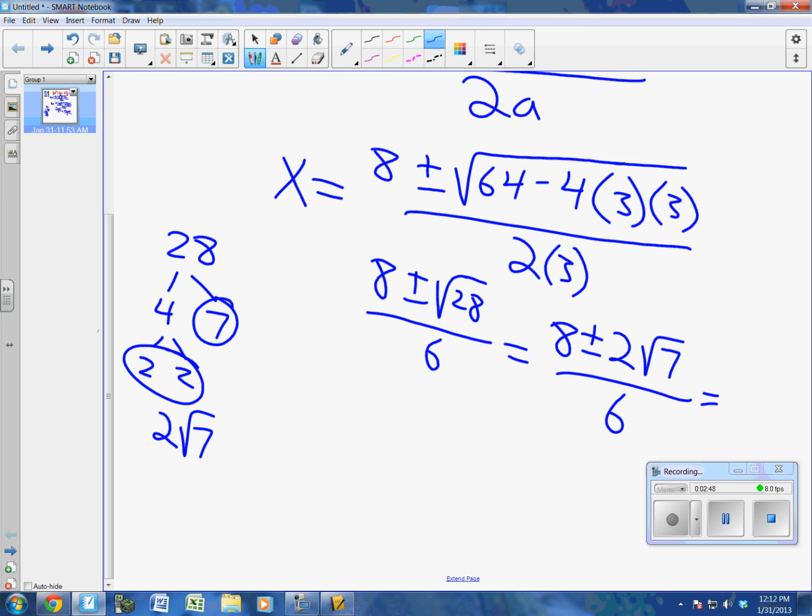And we notice, we always check these 3 numbers right here. Is there a number that goes into these 3 numbers? 2. So we can divide 2 into each one of them. 2 will go into 8 4 times. 2 will go into 2 1 time, and 2 will go into 6 3 times. And that was what you should have got.